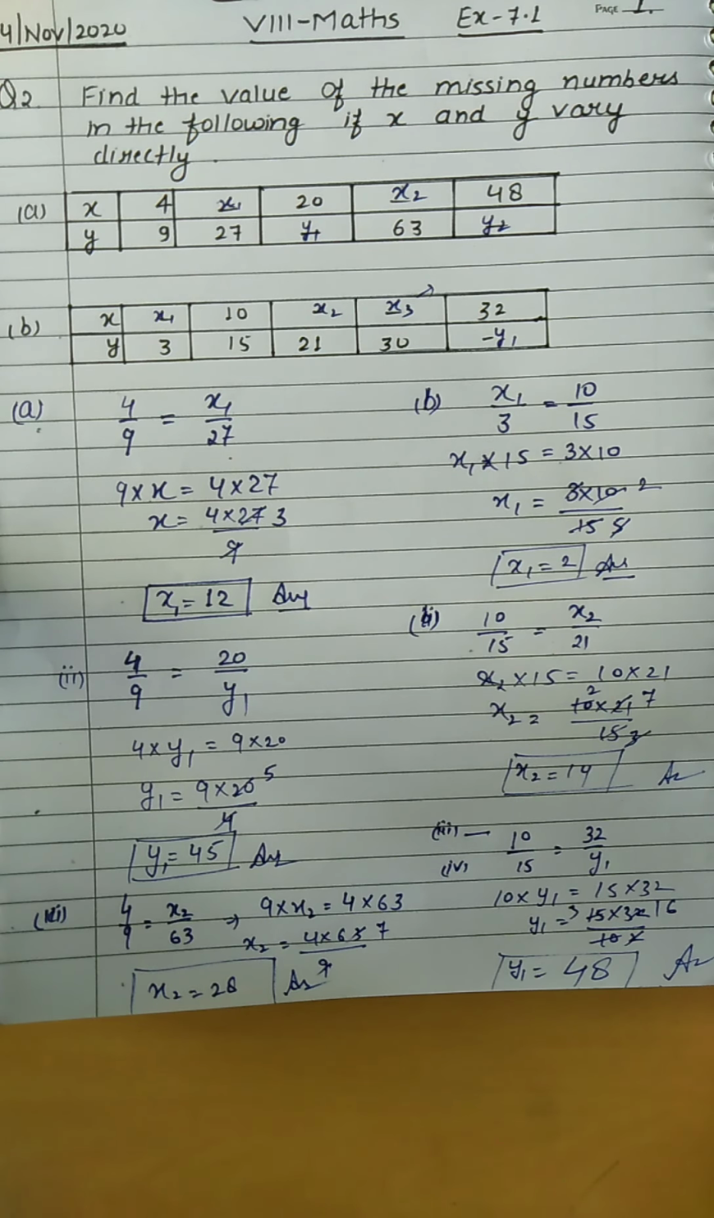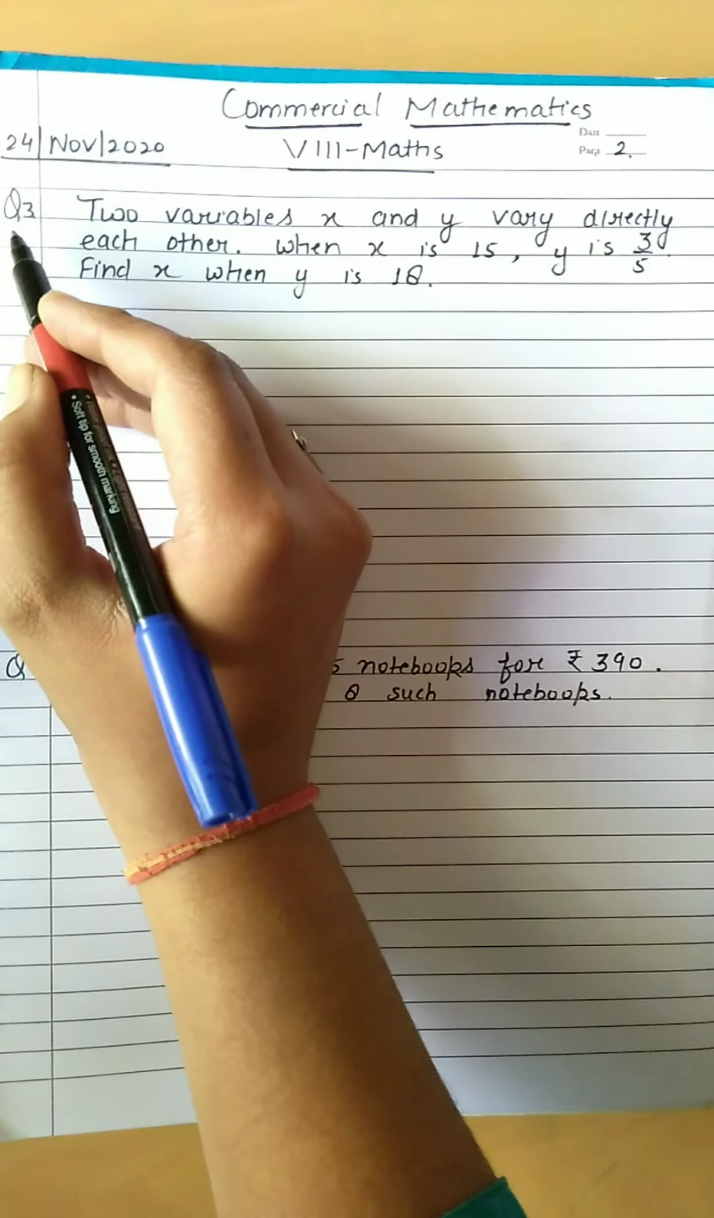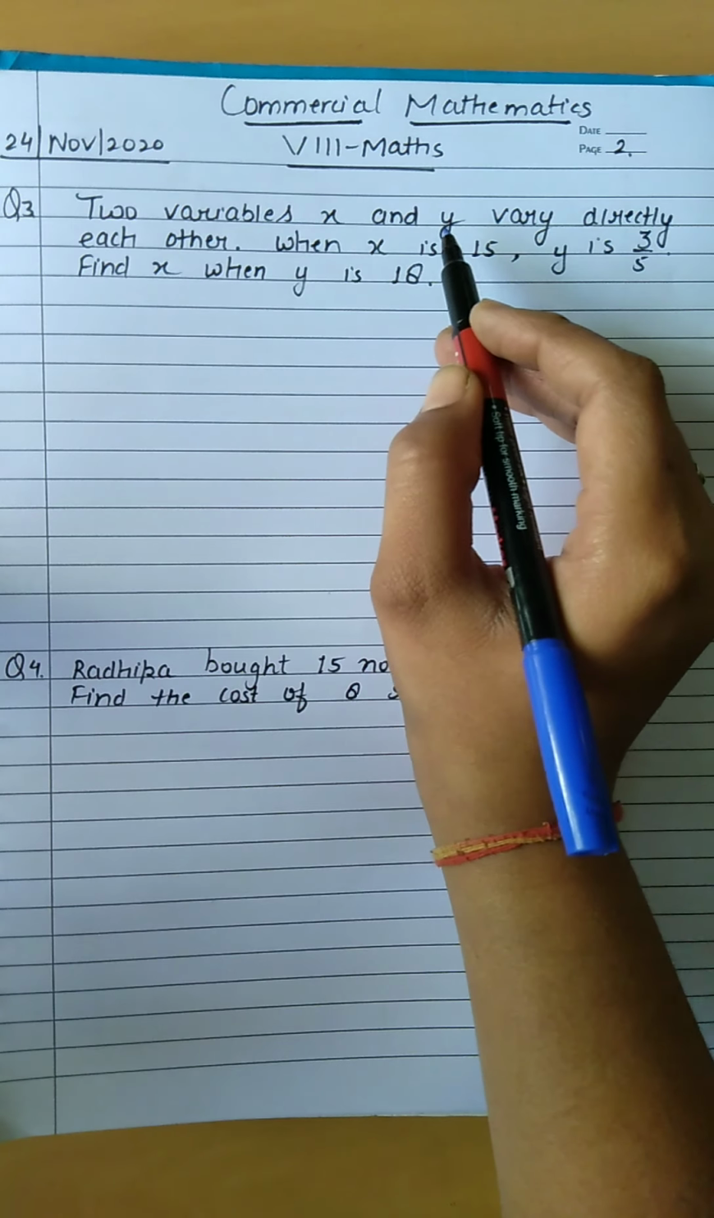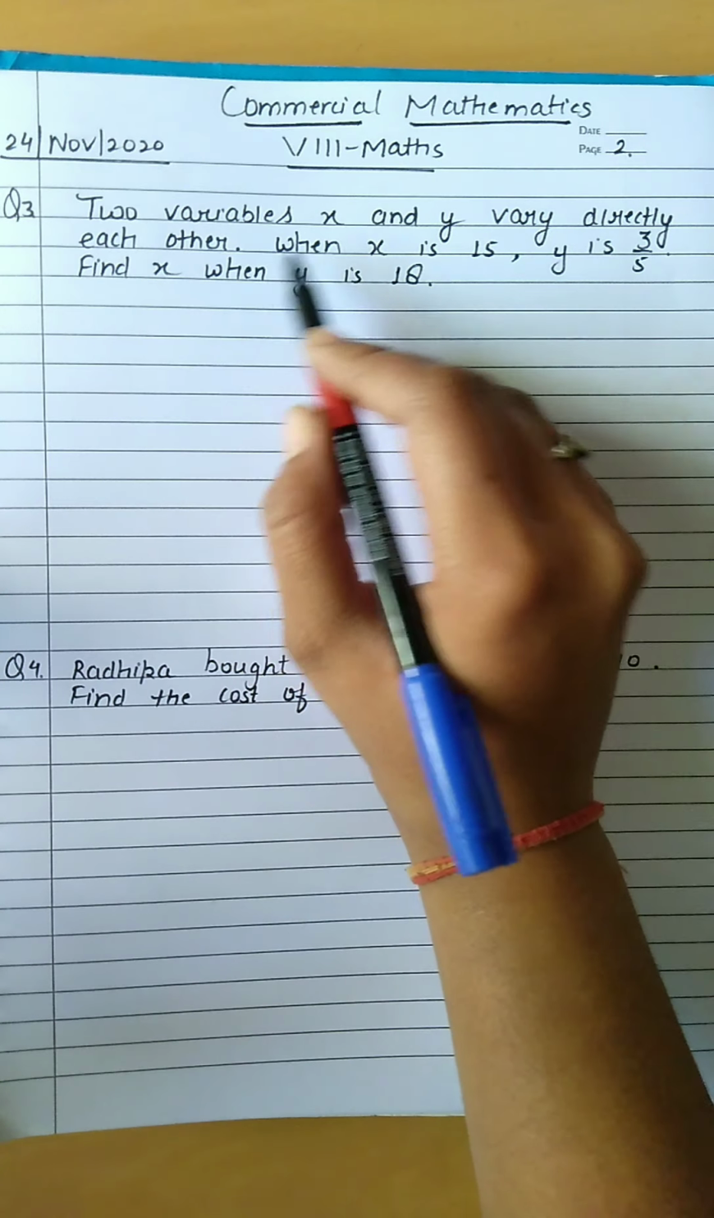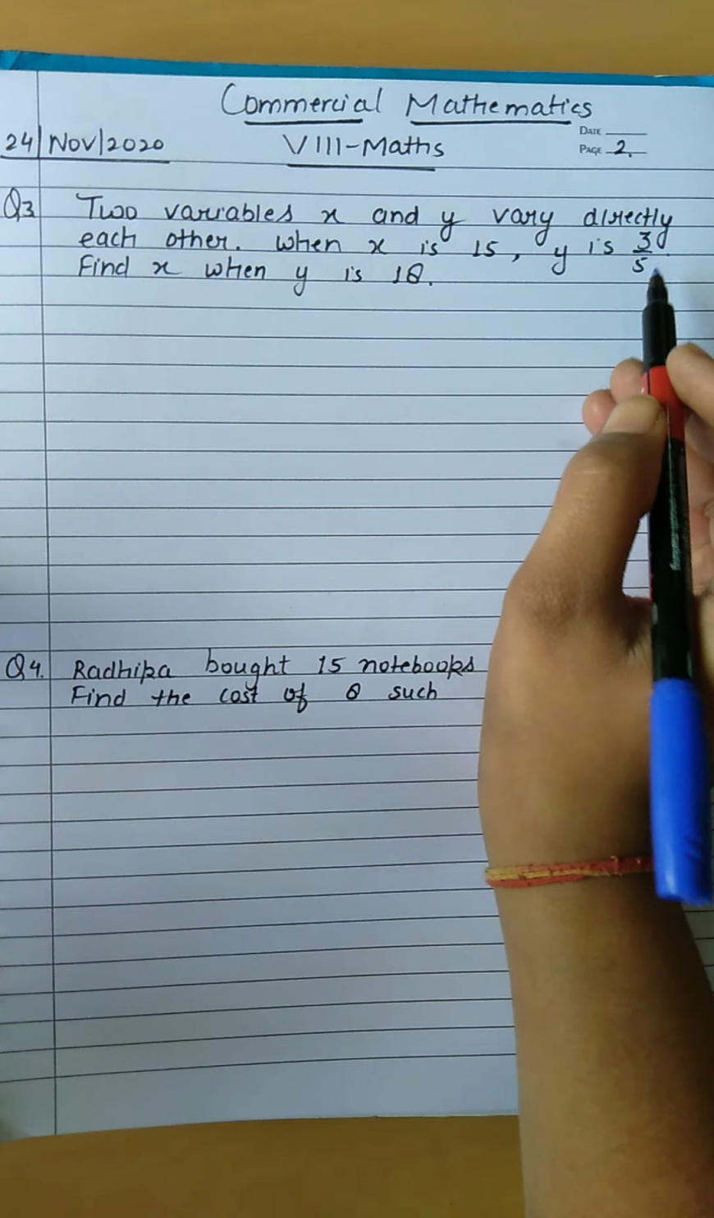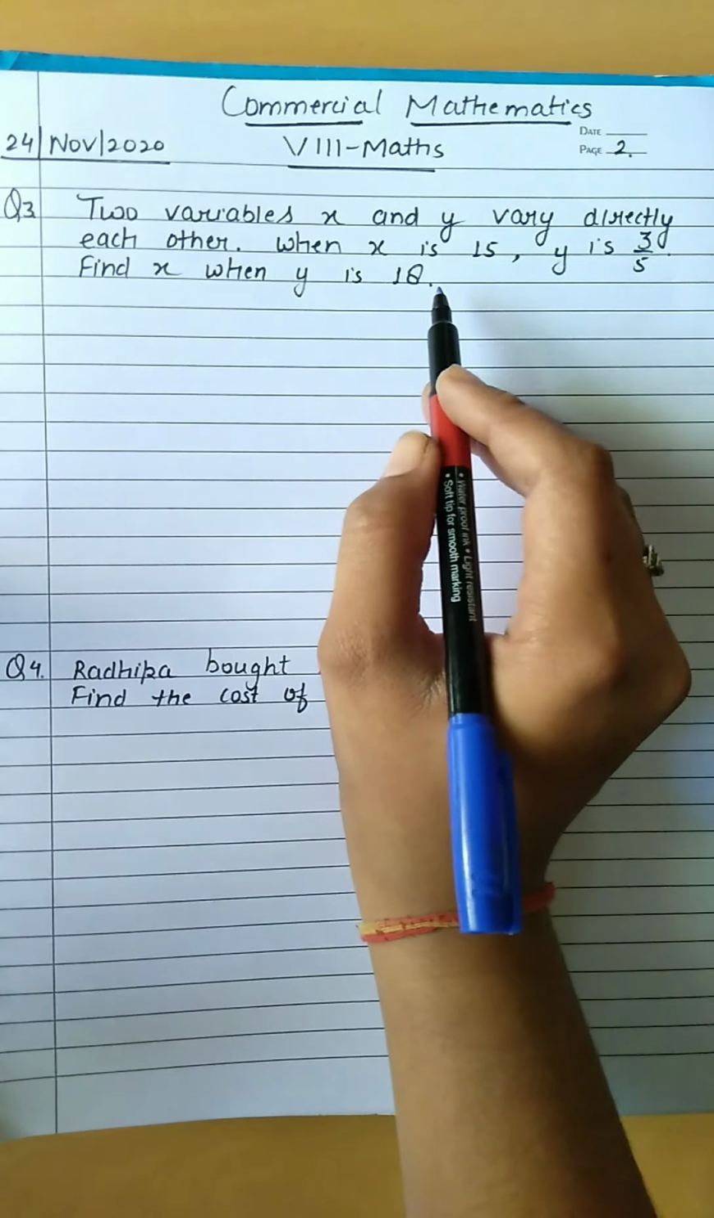Is that clear? Okay. Now the next question is question number 3. Two variables x and y vary directly with each other. When x is 15, y is 3 upon 5. So find x when y is 18.